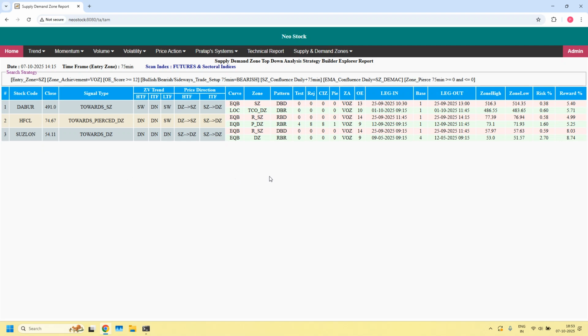So we got 3 stocks. So these 3 75 minute supply zones might be having more high probability to get success, provided less than 20 checklist items are satisfied. Otherwise, higher chances of zone violation.